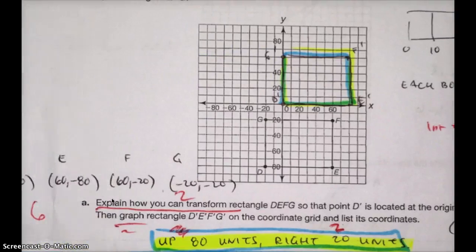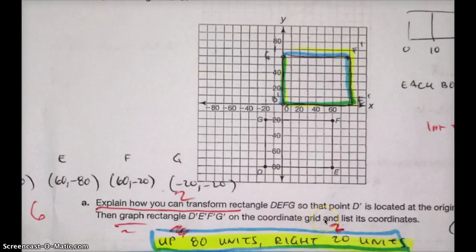The second thing it says for you to do, it says then graph rectangle D prime, E prime, F prime, G prime on the coordinate grid. So graphing it means drawing it. So here I've drawn all of those coordinates. Okay, I've translated this box so that D prime is on the origin. Remember, when there's no prime or double prime when I say it, it means that this is the original and this is the second image they call it, or the image itself now. So you got 2 points for just drawing this on the graph.